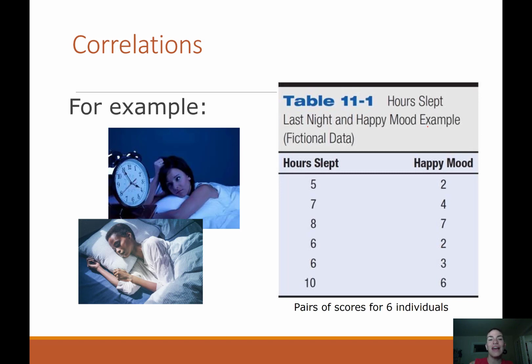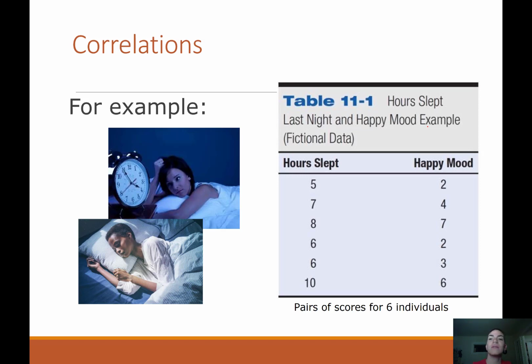So let's look at an example. And this is a different example so that we can create our own scatter plot. And this is also from the book. It's an example of data from 6 individuals. And we have information on the number of hours that the individual slept and their mood for the day. So how many hours did they sleep the night before and what is their mood today?